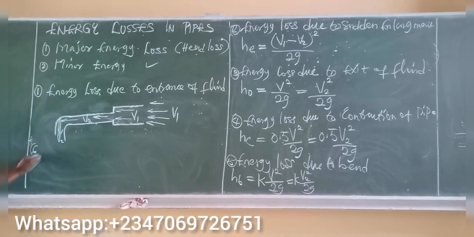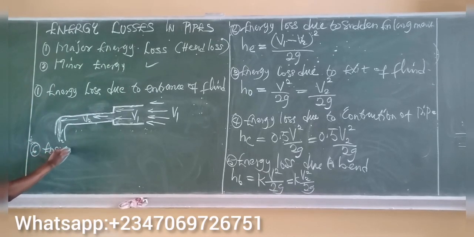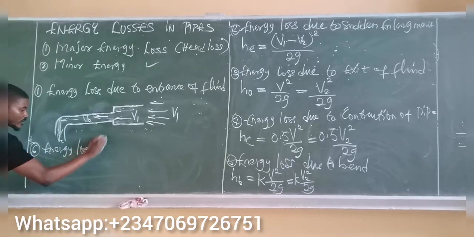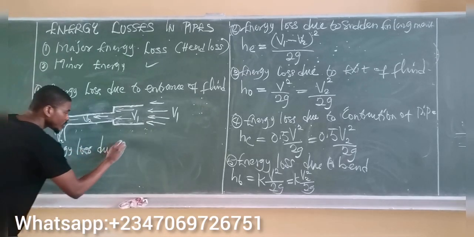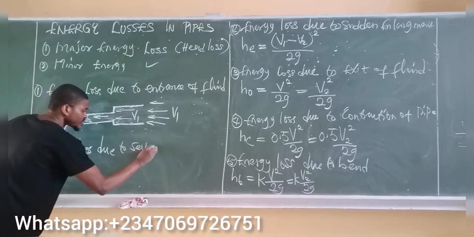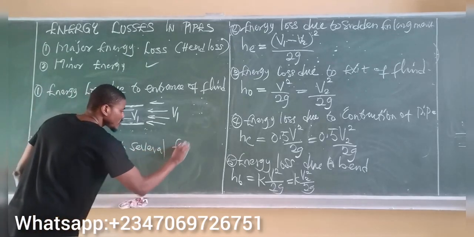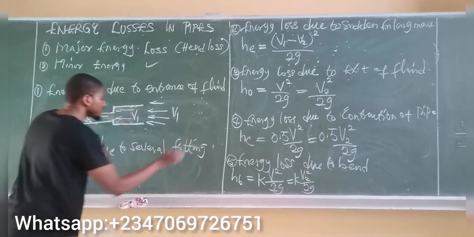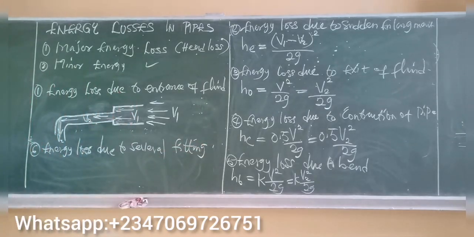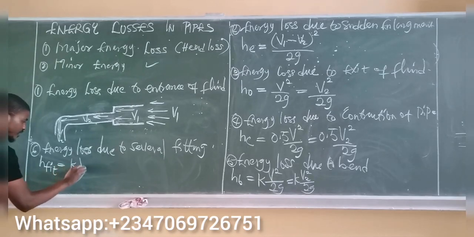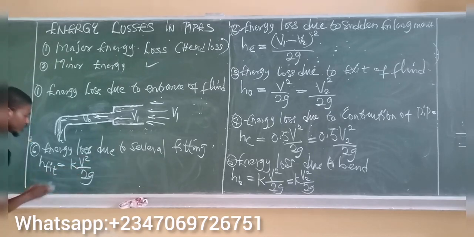The sixth is called energy loss due to several fitting. To calculate that, we also make use of the formula hF, where F stands for fit, head loss due to fitting, and it can be calculated using the same formula: K V squared all over 2g.